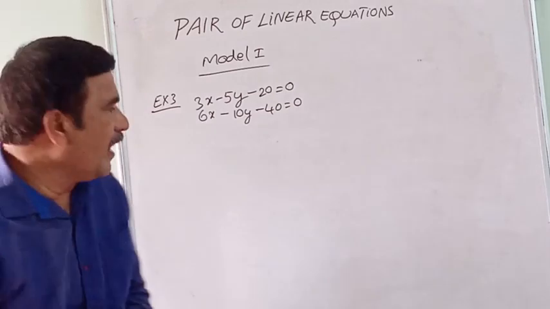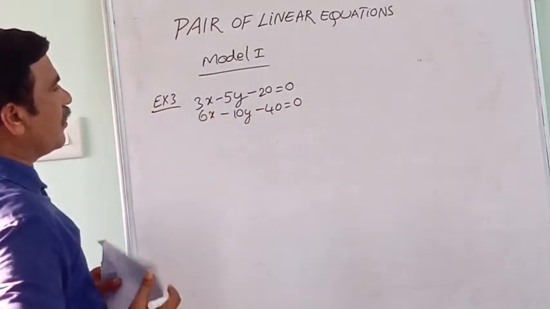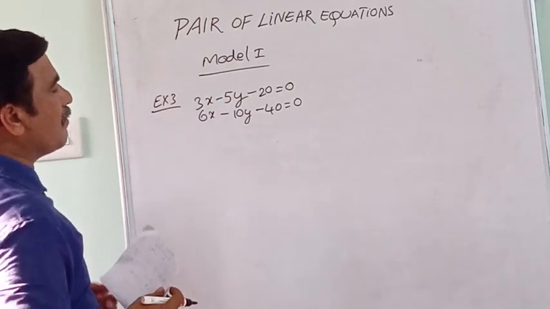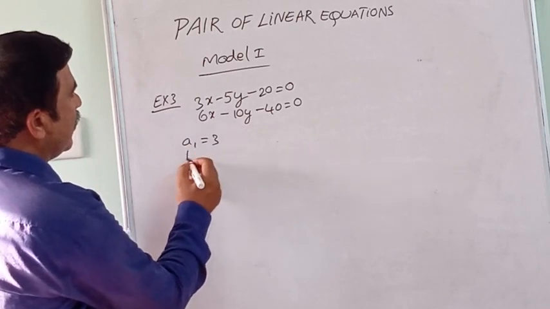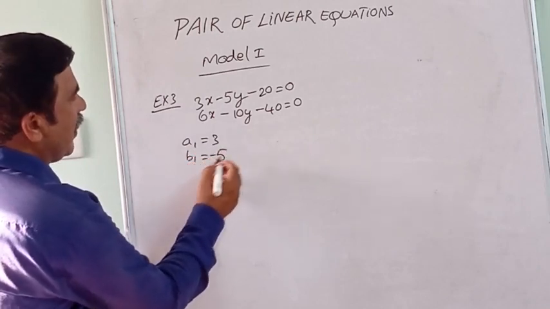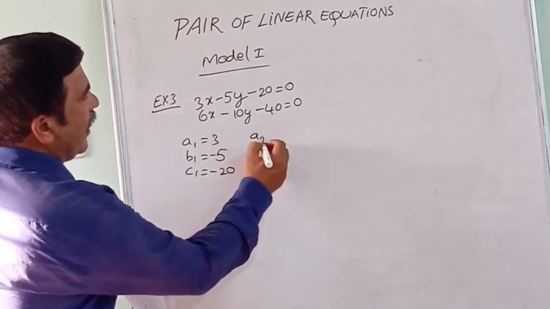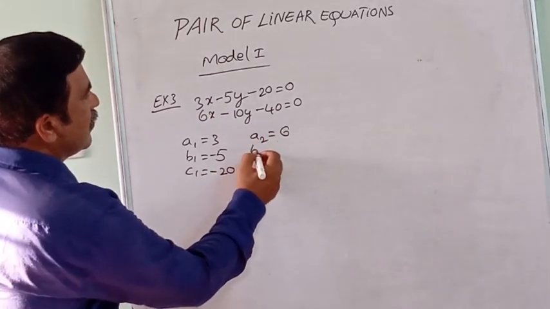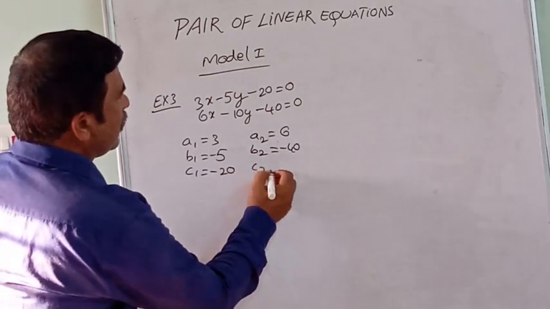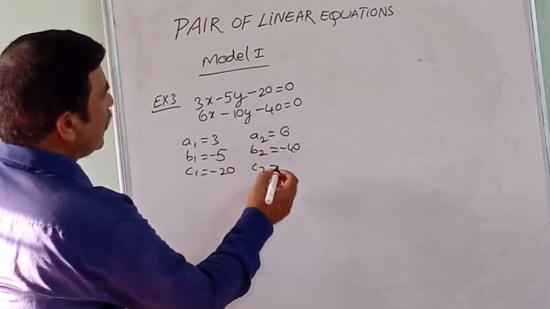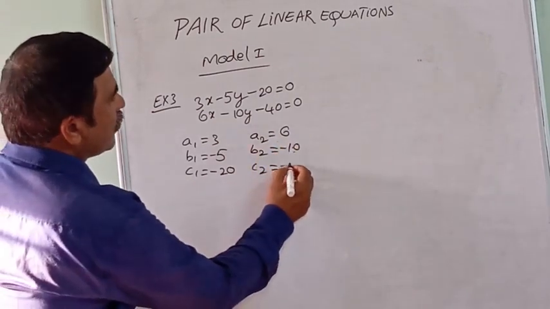See example 3. 3x - 5y - 20 = 0, 6x - 10y - 40 = 0. Here a1 is equal to 3, b1 is equal to minus 5, c1 is equal to minus 20. a2 is equal to 6, b2 is equal to minus 10, sorry, c2 is equal to minus 40.